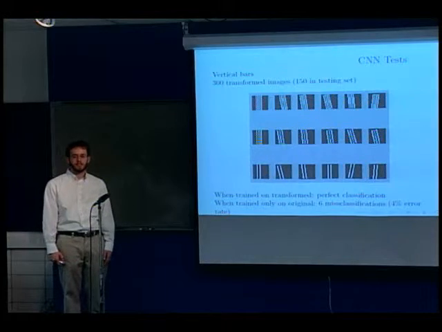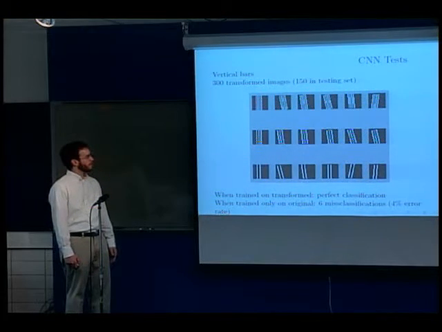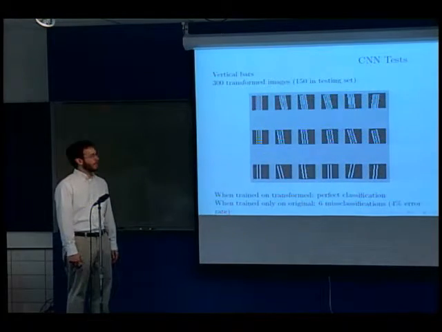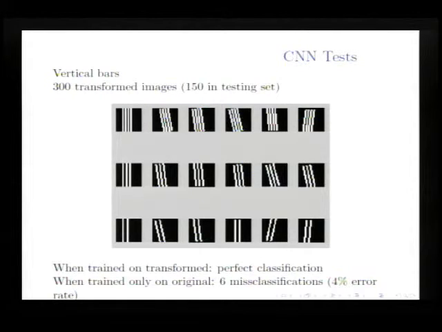I also tested the convolutional network. In this test, we have vertical bars in overlapping image regions, as well as shifted and rotated versions of those patterns. And so I performed two tests. In the first one, the network was trained on half of the shifted and rotated data and tested on the other half. And it does perfect classification of those. And even when the network's only trained on the original untransformed data, it only misclassifies 6 of the 150 training or testing samples. And so that was really promising.